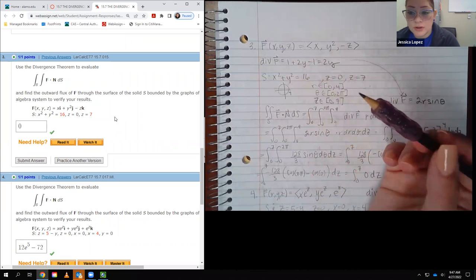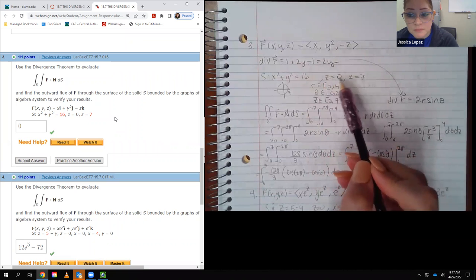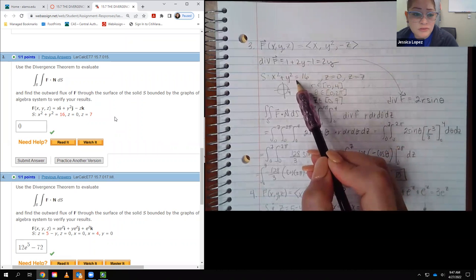So I do have to go ahead and figure out my bounds. Now, this one's very similar to the last example where they tell me the bounds for z and the bounds for x and y are in the form of a circle, okay?